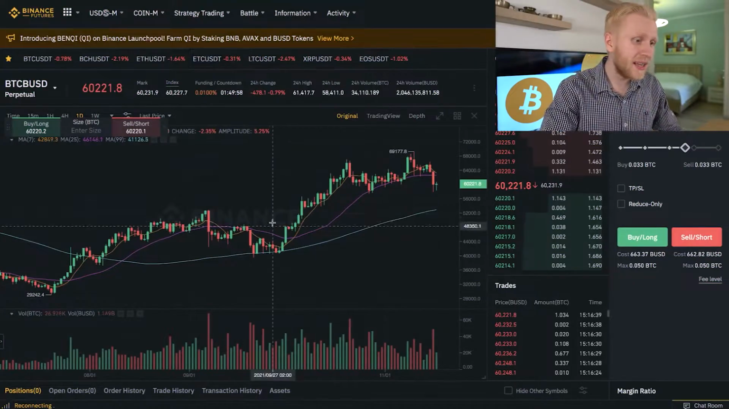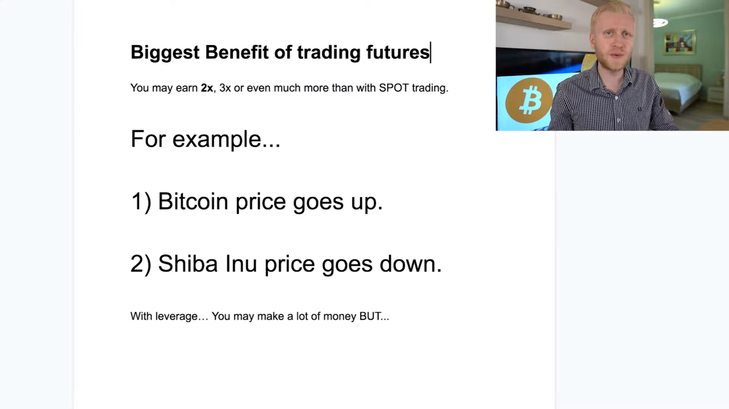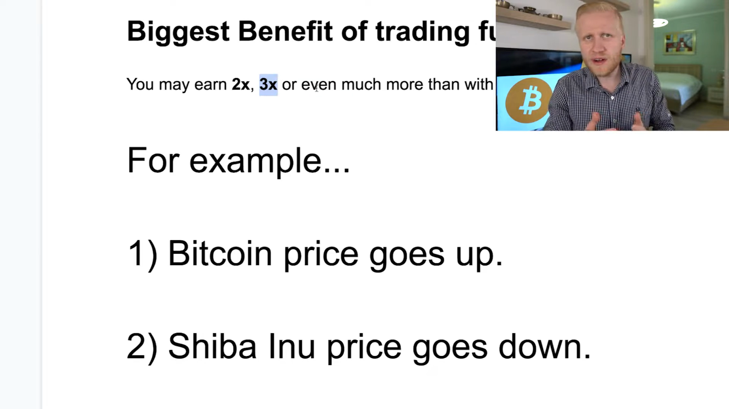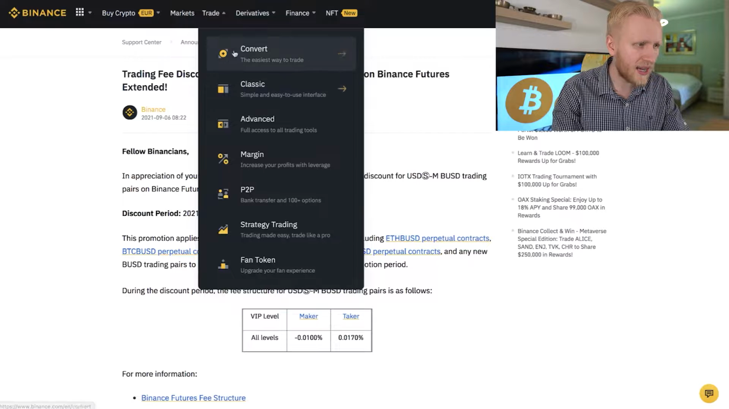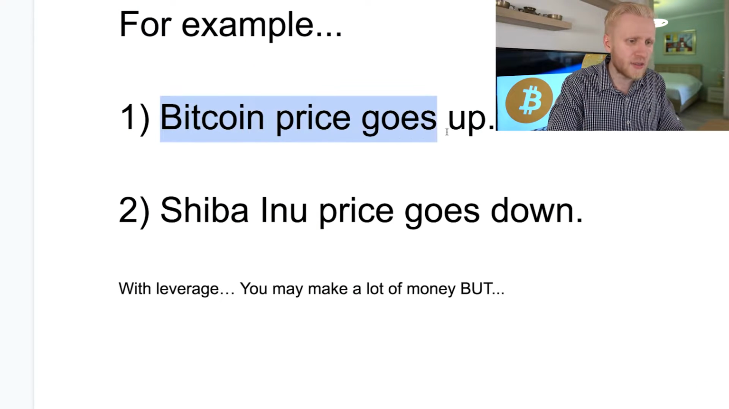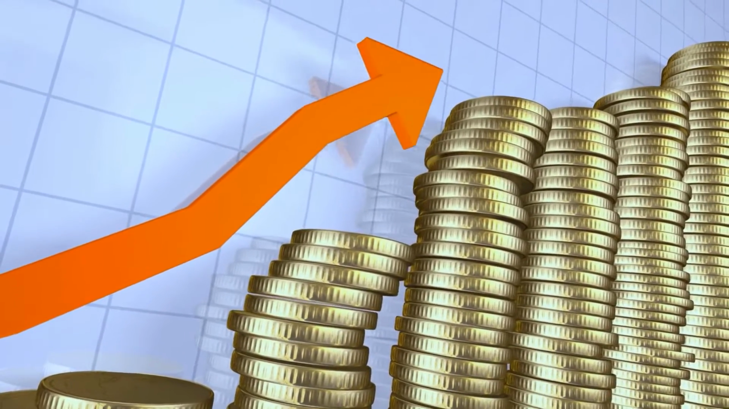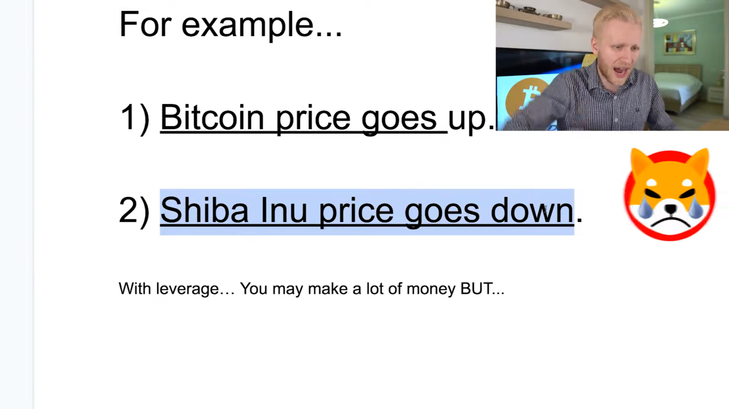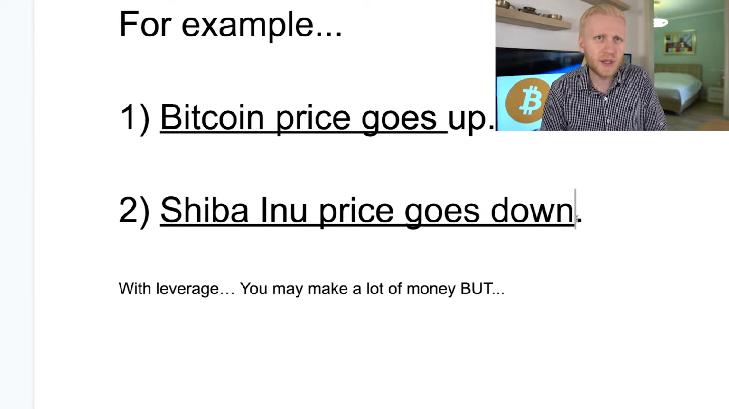Before I show you click by click how to do the futures trading here, I want to give you what is the biggest benefit of futures trading in general. It's that you may earn 2x, 3x, or even much more money than with traditional spot trading that you can find here on the classic section. For example, if you predict that the Bitcoin price goes up and then it happens, you may earn much more money if you do it with futures. Or for example, if you predict that Shiba Inu price goes down, like most smart people are predicting, then you may make much more money when you do it with futures.